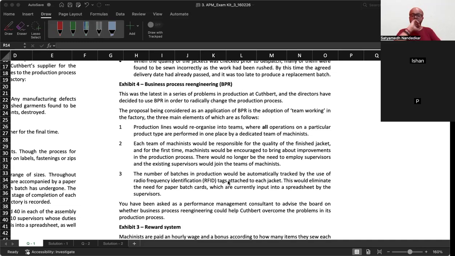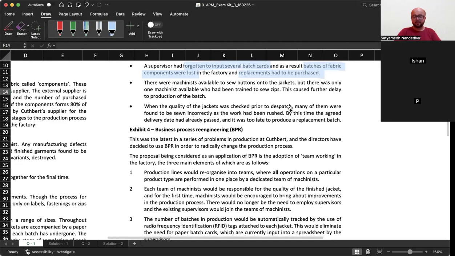What are some of the current weaknesses in the system? Can you look at the data and tell me कि यार currently क्या problems हैं? So यहाँ पे if you see, machinists are available to sew buttons, but there was only one machinist available who had been trained to sew zips. So एक बटन लगाने के लिए you had enough people, but zip लगाने के लिए not enough people were there.